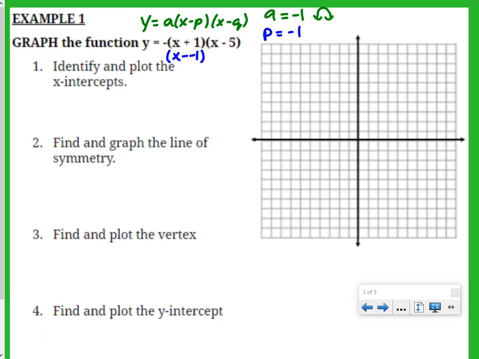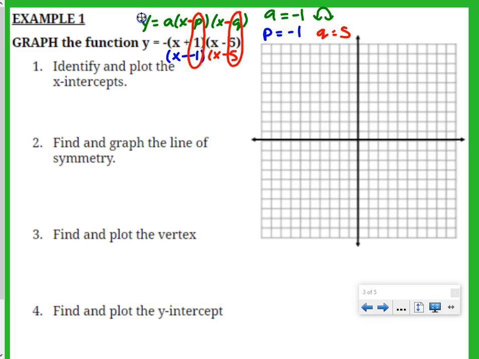It's not positive 1, it is negative 1. That is the one piece of this that might trip you up, so really be careful on that. Then x minus 5 is okay because it's minus, which means q is positive 5. You must have a subtraction sign before it, and then you take the number after the subtraction sign.